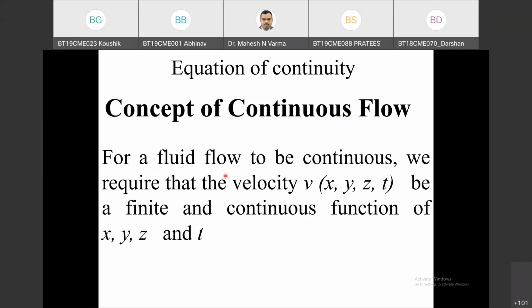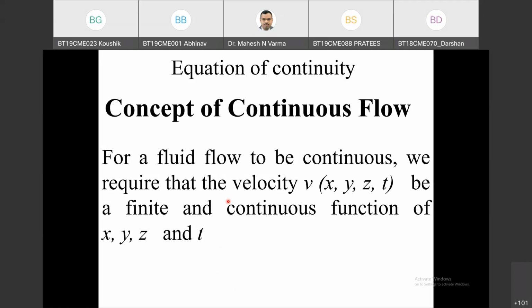For the fluid flow to be continuous, we require that velocity, which is a function of x, y, z and time, be a finite and continuous function of x, y, z and time. So it should be continuously defined in all three dimensions x, y, z, and continuously defined with respect to time also, from time t equals 0 to time t equals infinity. If I have such a model equation available for my flow, then that flow is called continuous.